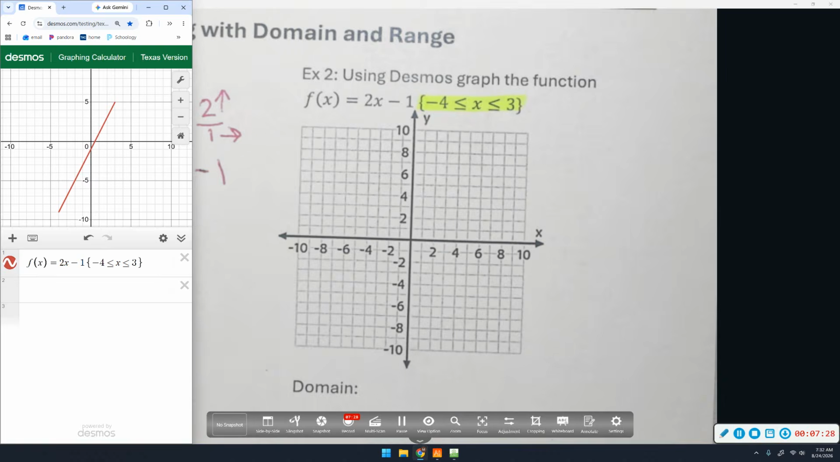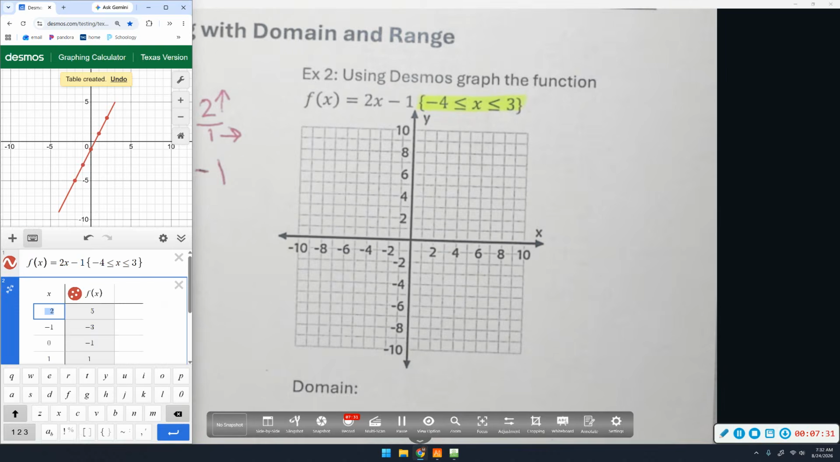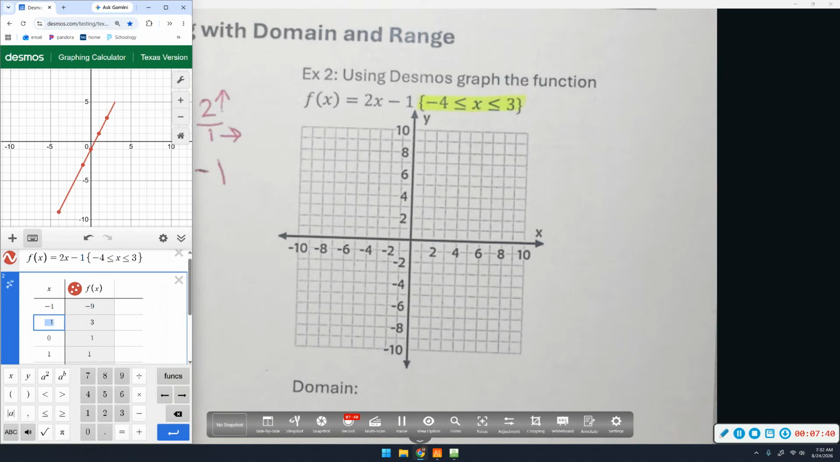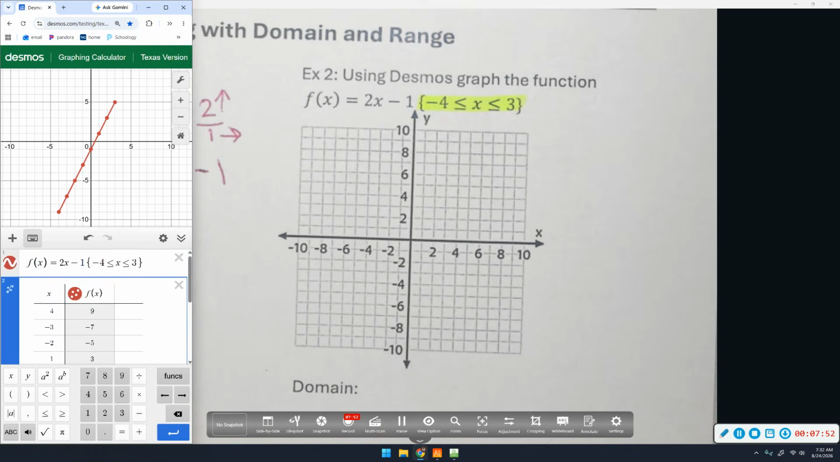So from there, I'm going to use my table to help me. So cogwheel, table. And didn't I say x is everything between -4 and 3? Isn't that pretty much what that means? So I'm going to type it. So -4, -3, -2, -1, 0, 3. It just puts points where we're at. So everybody's table should look like mine.